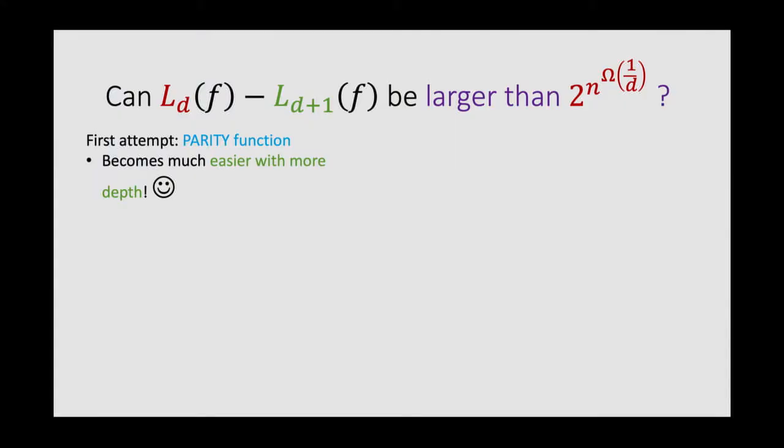The nice thing about the parity function is that this becomes much easier with more depth. Each time you add an extra layer of depth, it becomes exponentially easier. So that's great. You get a big savings, but unfortunately, it's just not that hard of a function. Its complexity is only 2 to the n to the omega 1 over d. So if you're looking for a difference between these two quantities to be larger than 2 to the n omega 1 over d, you're not going to have much luck there.